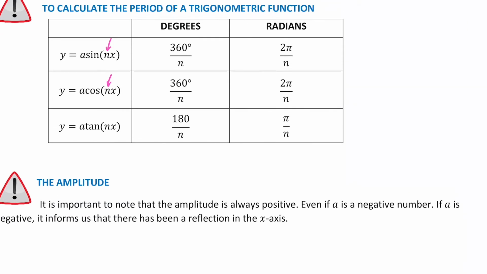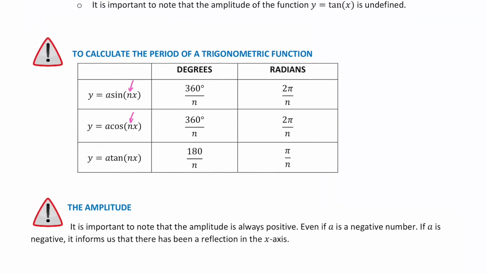Another thing here is that when we're talking about the amplitude, it's important to note that the amplitude is always positive. This is true even if a is a negative number. If a is negative, all it tells us is that the graph has been reflected in the x-axis. The amplitude is still going to be a positive number. So for example, if you had the function y equals negative 2 times cos of x, the amplitude is still 2. All this tells us is instead of the graph going something like that, it's now going to be something like this. So there's been a reflection in the x-axis.